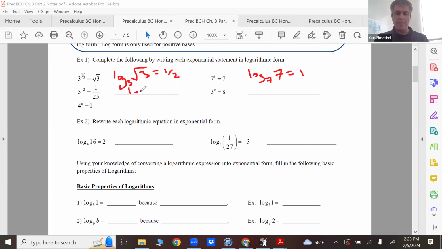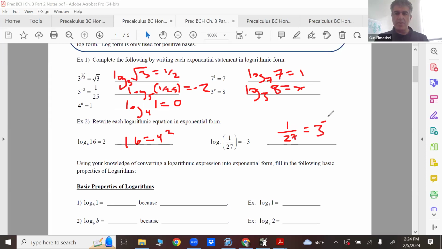Log base 5 of 1/25 equals -2. Log base 3 of 8 equals x. Log base 4 of 1 equals 0. Here, 16 equals 4 squared. Here, 1/27 equals 3 to the -3 power.